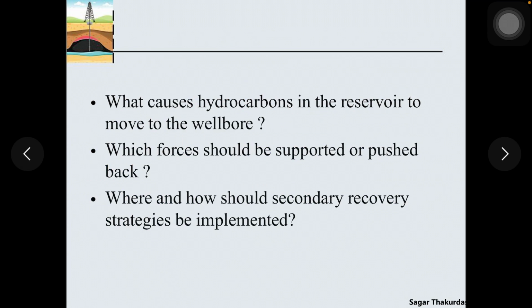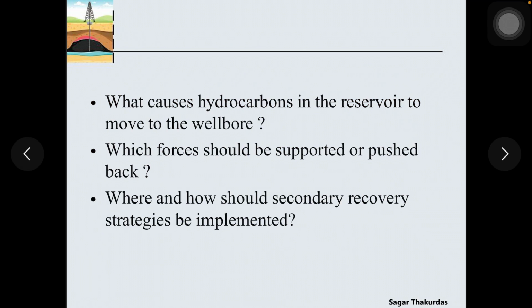Apart from that, we have to study what are the reasons or what are the sources of energies which are responsible for the movement of the reservoir fluids such as oil and gas from reservoir to the wellbore. Then which forces should be utilized in production of oil and gas. Now the energy is saved in different forms. We have to choose the best and most optimum source of energy so that we can produce longer at an economically profitable rate.